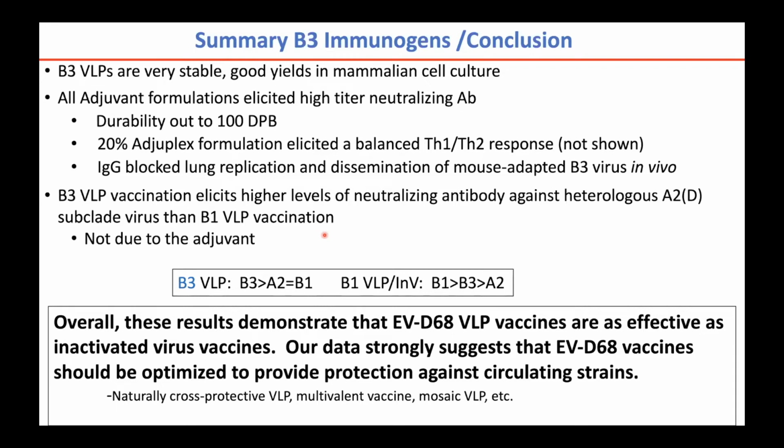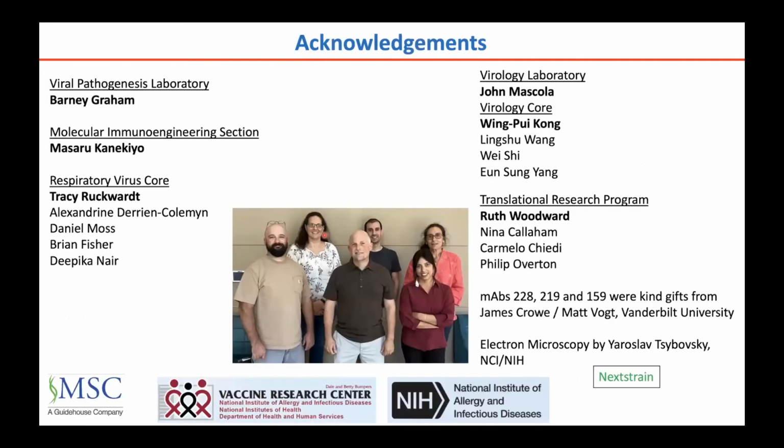And this can be addressed either by using something like the B3 VLPs that seem to be naturally cross-protective, or a multivalent vaccine where you mix VLPs from different subclades together, or even a mosaic VLP that would express epitopes from different subclade viruses.